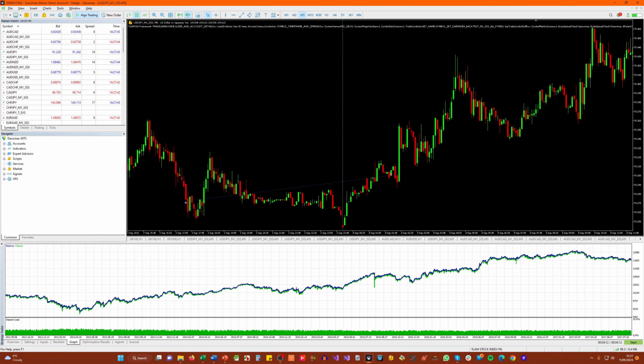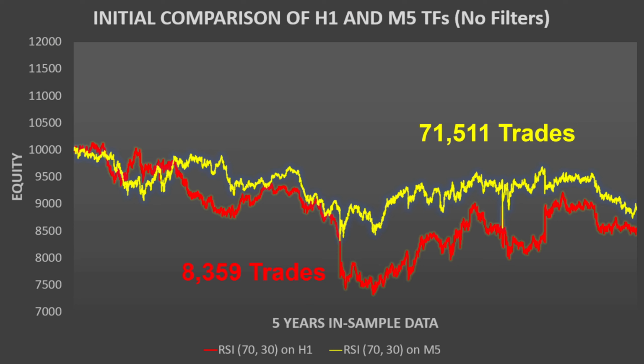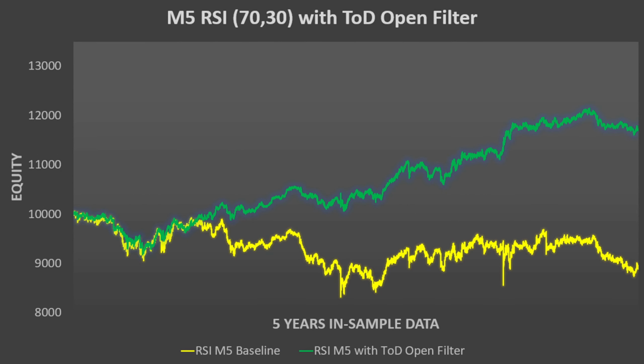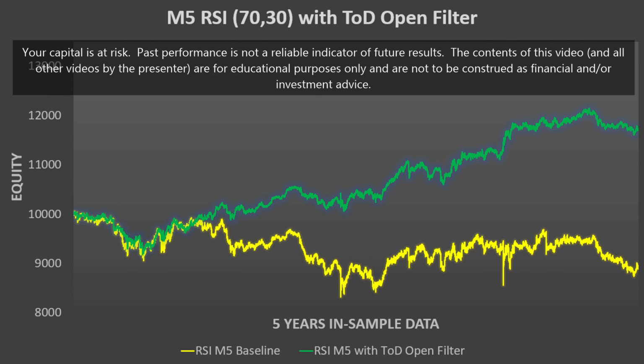Okay, so that's just finished. So let's return to our comparison charts. And now that we've looked at the baseline for the RSI on H1, I think we can now get rid of this. So the yellow curve, as a reminder, is RSI on the M5 time frame. And then we need to adjust the axes a little bit here when we show the next equity curve, which is the one we've just produced using that time of day filter.